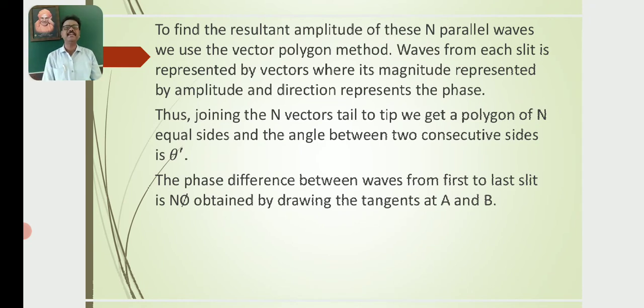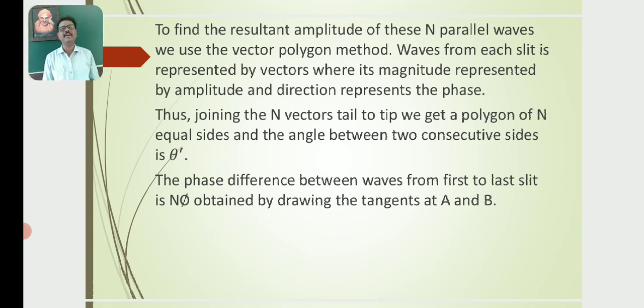To find the resultant amplitude of these n parallel waves, we use the vector polygon method. The wave from each slit is represented by a vector, where its magnitude represents the amplitude and its direction represents the phase. Thus, joining the n vectors tail to tip, we get a polygon of n equal sides, and the angle between two consecutive sides is theta dash.